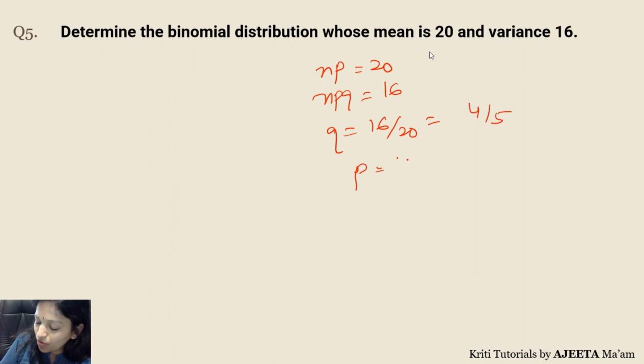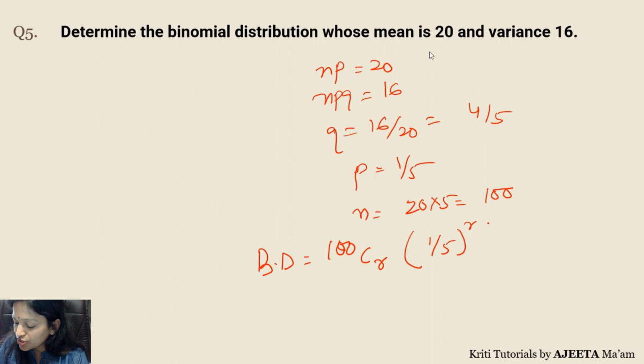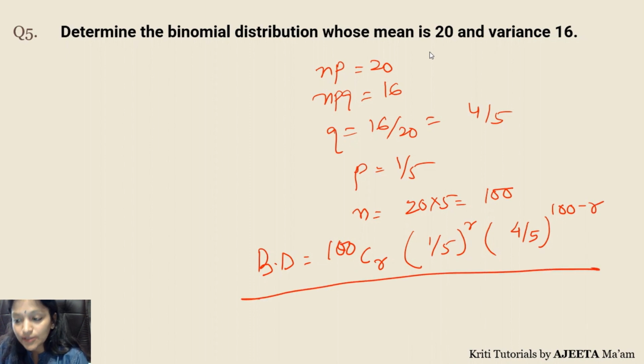So your P will be what? 1 by 5. Now what will be your N? N will be 20 into 5, that is 100. Now what will be your binomial distribution? Your binomial distribution will come out to be 100 C R, 1 by 5 raised to R, and 4 by 5 raised to 100 minus R. This will be your final answer.